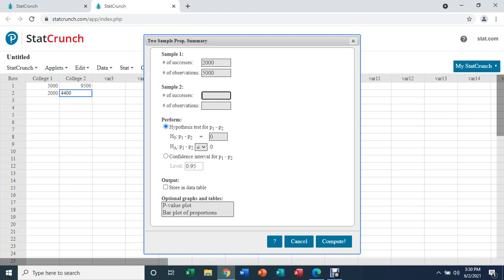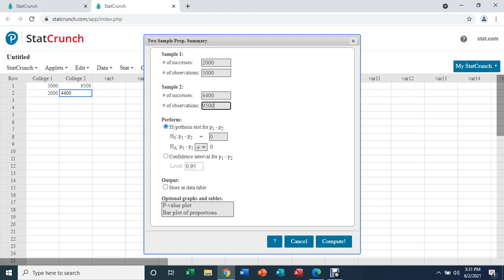For sample 2, the number of successes is 4,400 females, and the number of observations is the total number of students in college 2, so it's 9,500. The claim is that the two proportions of females are not the same.